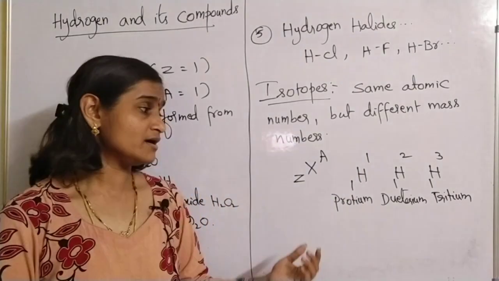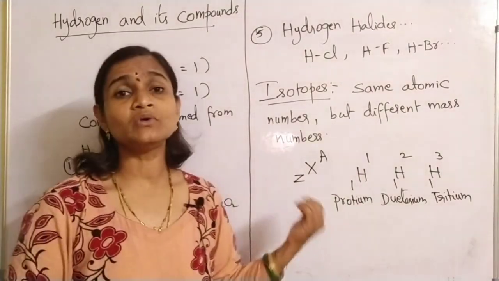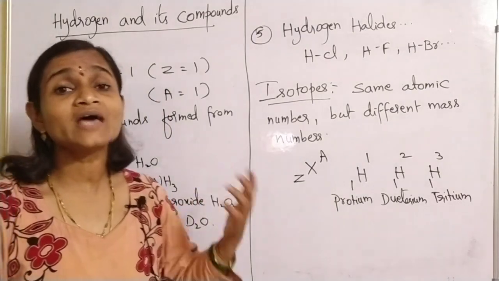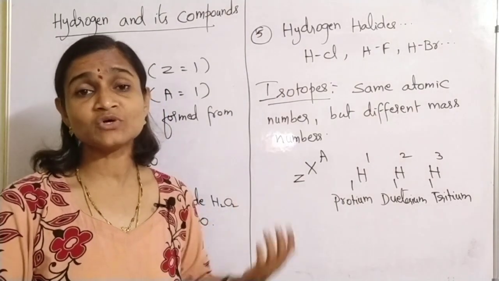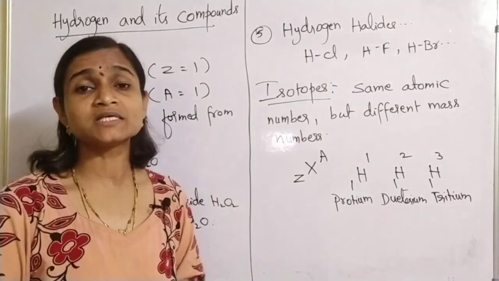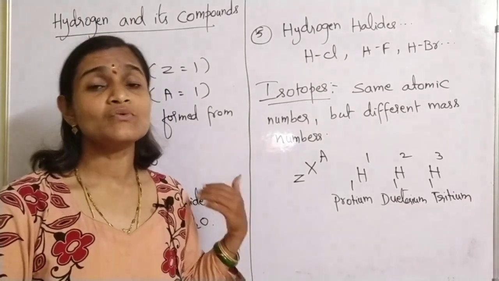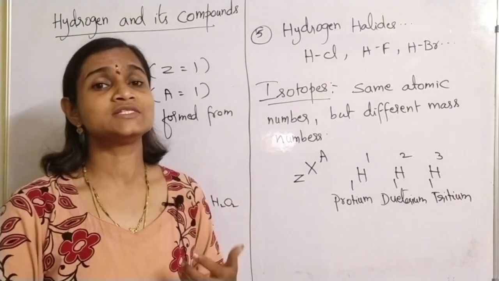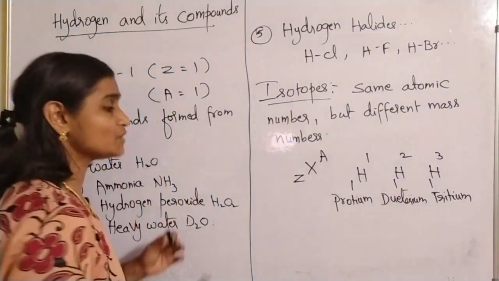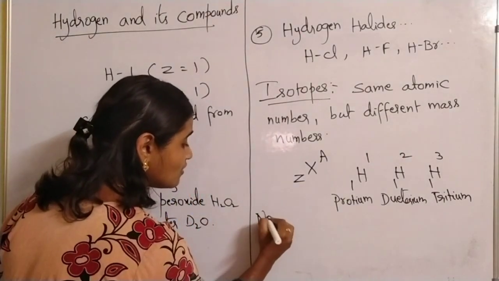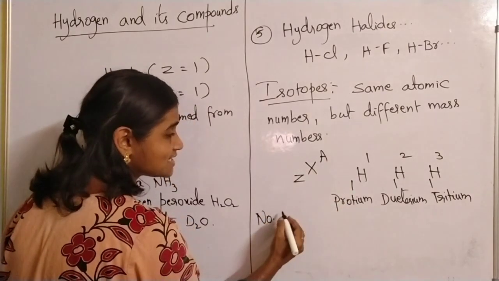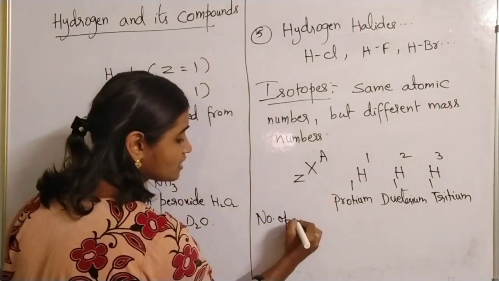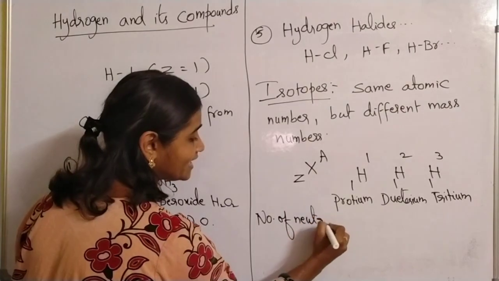If you want to find the isotope which does not have neutrons, most of the time they will ask questions like which of the following isotopes of hydrogen does not have neutrons. To calculate the number of neutrons, you have the formula A minus Z.